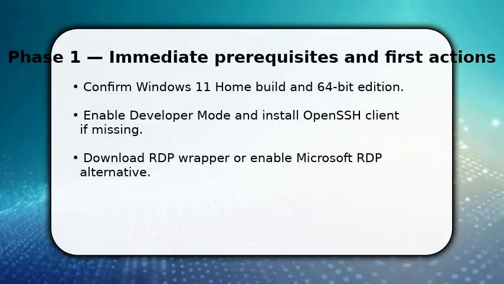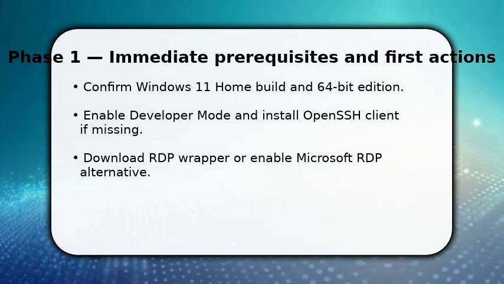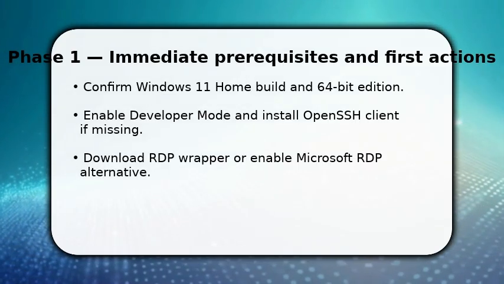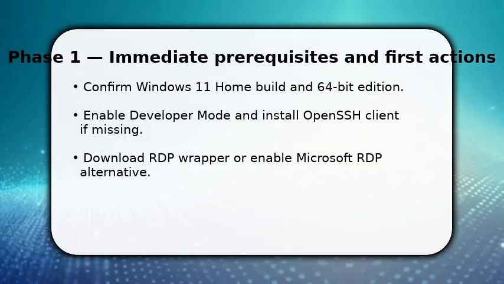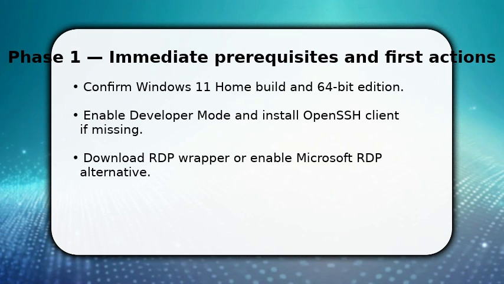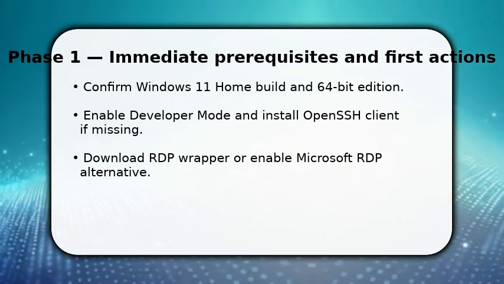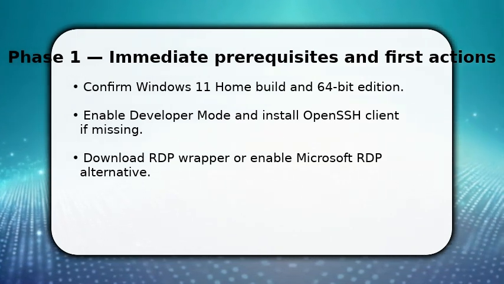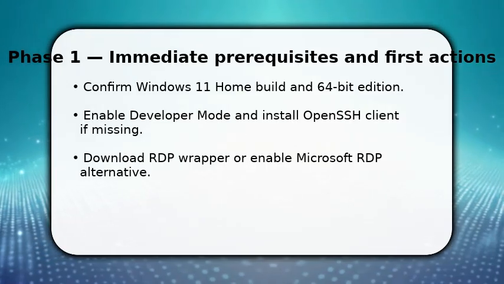Then download a compatible RDP wrapper or choose an alternative protocol. Explain why. Native RDP server is restricted on Home, so wrappers or third-party servers create the listening service you need. Proceed to the next step to configure security and users.